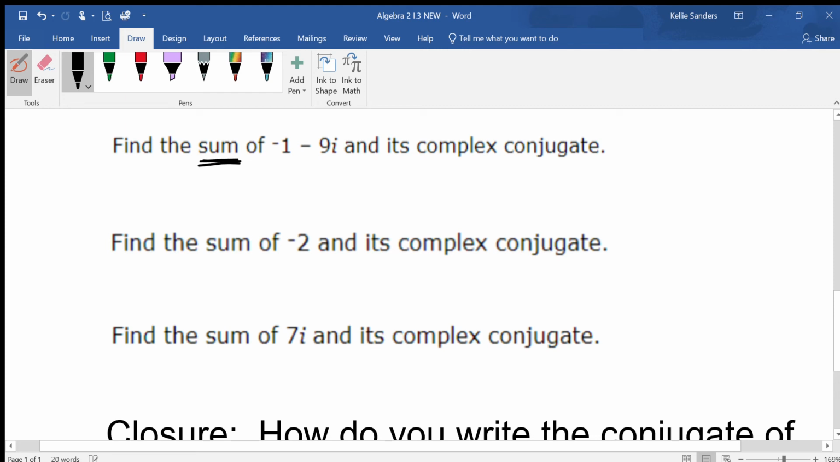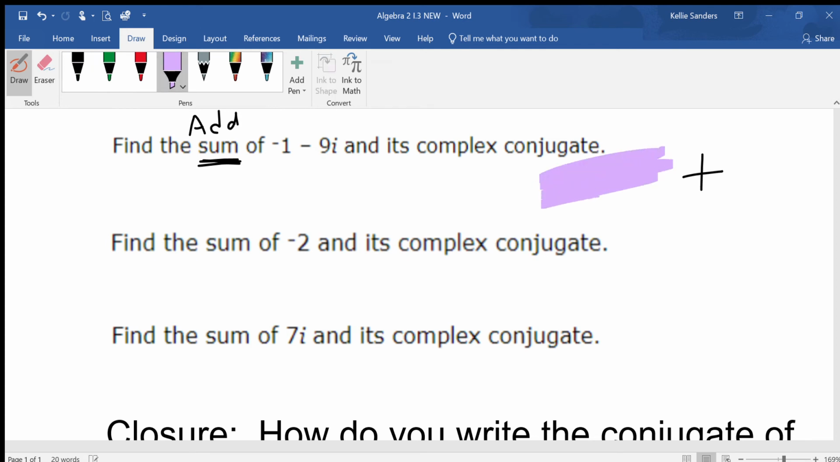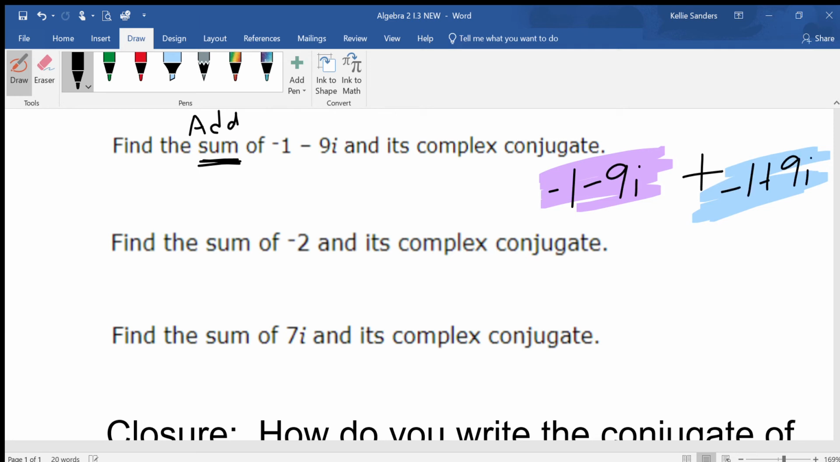What does sum mean? To add. Find the sum of negative 1 minus 9i and its complex conjugate. So we're going to add the first part with its conjugate. And look at what happens. So negative 1 minus 9i, what's the conjugate? Negative 1 plus 9i. If we're adding those, what happens? Those are opposites, so they go away, but you still have a negative 1 and a negative 1 that makes negative 2.